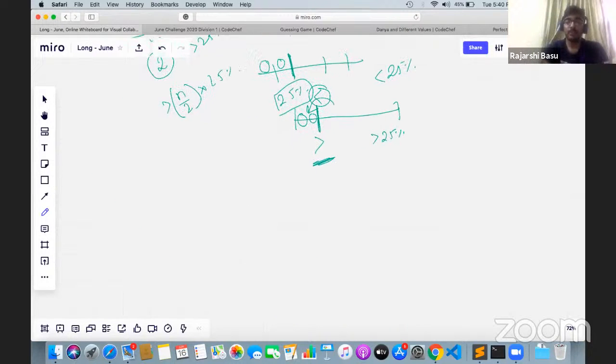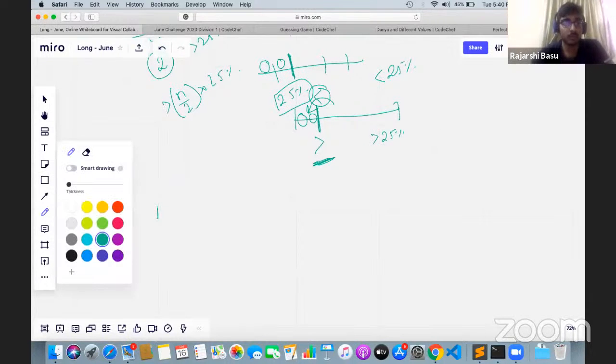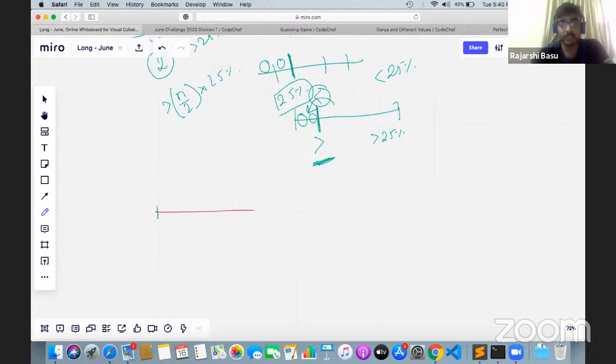So the actual solution, the full solution here, is pretty neat. What you do is you have your range, right? Now you make the query at the middle, and let's say we get the greater than symbol here. Now query at the 2/3 position. So this should be 2/3 and this should be 1/3.